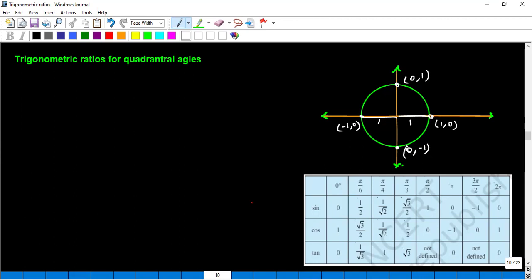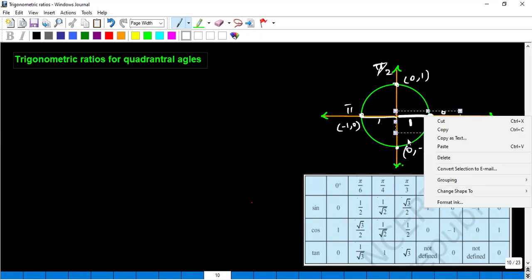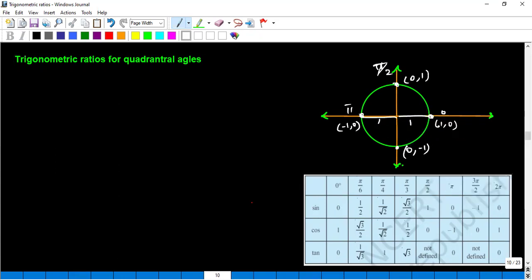We know that this is 0 degrees and 0 radians. This is pi by 2 radians, or 90 degrees. This is pi or 180 degrees. This is 3 pi by 2 or 270 degrees. This is 2 pi or 0 degrees. 2 pi means 360.